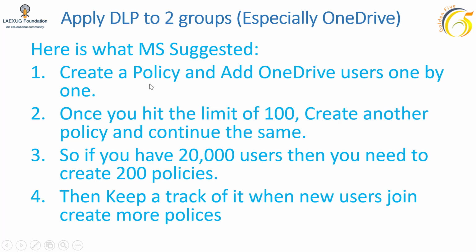What they said is to create a policy in OneDrive and add OneDrive users one by one, and once you hit the 100 limit, create another policy and keep on doing that. So if we have 20,000 users that need a policy, you have to create 200 policies and keep track of them. That's more of a workaround, and not really easy. It can be done, it's not stopping you, but it's not really effective for today's world. Or use PowerShell, which you can have.